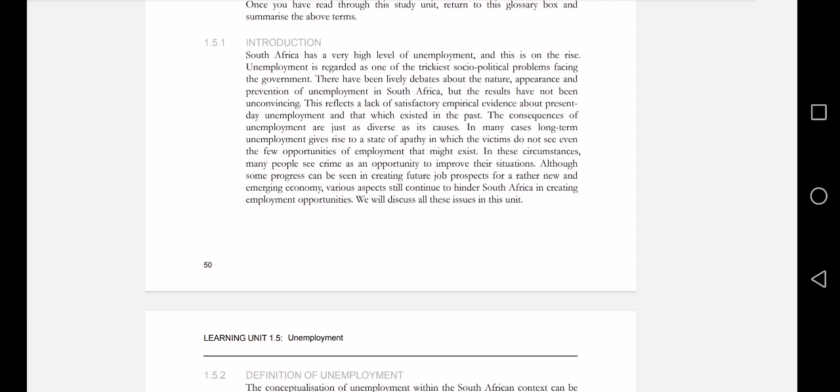The consequences of unemployment are just as diverse as its causes. In many cases, long-term unemployment gives rise to a state of apathy in which the victims do not see even the few opportunities of employment that might exist. In these circumstances, many people see crime as an opportunity to improve their situation. Although some progress can be seen in creating future job prospects, for a rather new and emerging economy, various aspects still continue to hinder South Africa in creating employment opportunities. We will discuss all this in this unit.